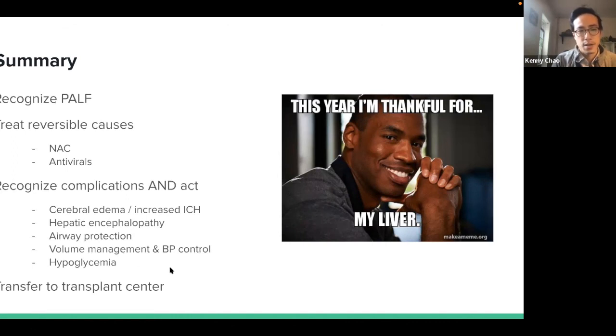Look out for hepatic encephalopathy. You can treat for that as well with your lactulose and your rifaximin, airway protection, volume management, and BP control with your pressors if needed after a fluid challenge, and then hypoglycemia. And ultimately, you want to transfer them to a transplant center.